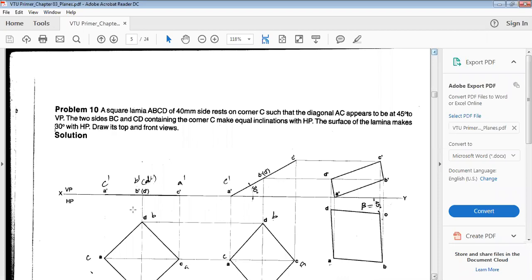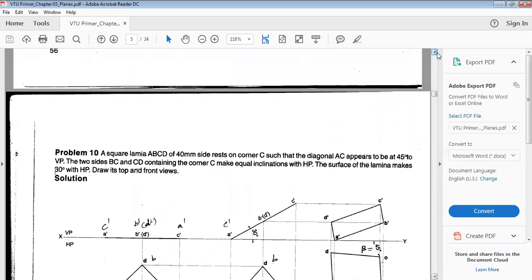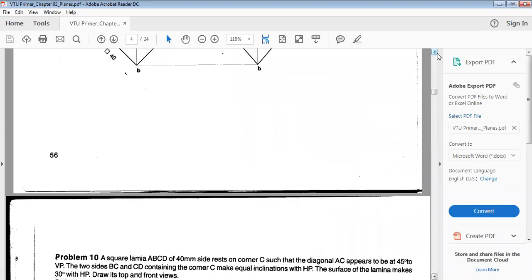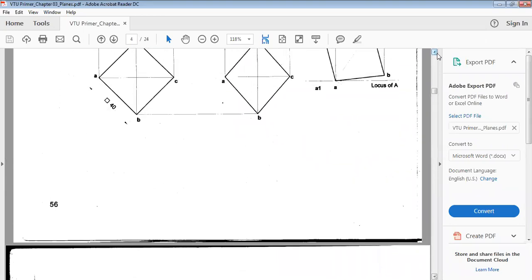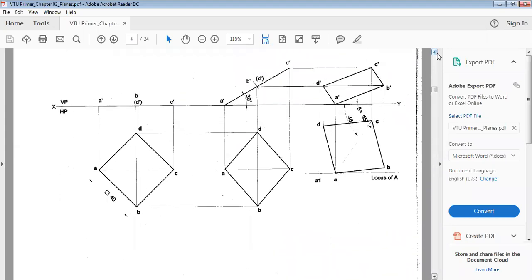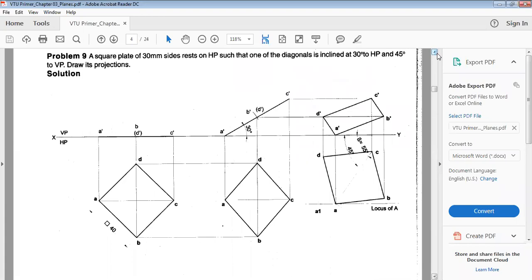Right? So here it is diagonal AC. But they haven't mentioned whether it is a diagonal or not. Just give me a second. Sometimes they will give it and sometimes they may not. So the entire problem will depend on how you analyze the problem.